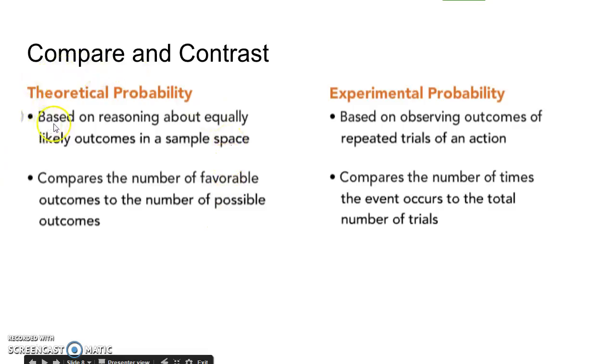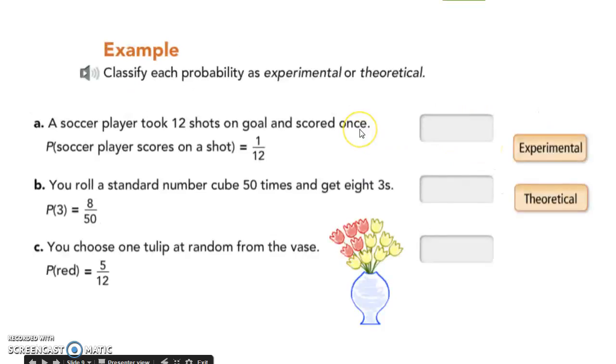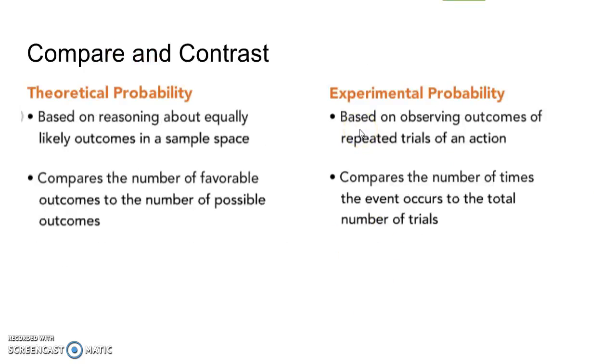Theoretical probability is based on reasoning about equally likely outcomes in a sample space, and it compares the number of favorable outcomes to the number of possible outcomes. Whereas with experimental probability, we were basing that on observing outcomes of repeated trials of an action. So we're actually flipping a coin, spinning a spinner, rolling a number cube. We're actually doing that action, each of those trials. And we compare the number of times the event occurs to the total number of trials. So make sure you see the difference here between experimental and theoretical probability.